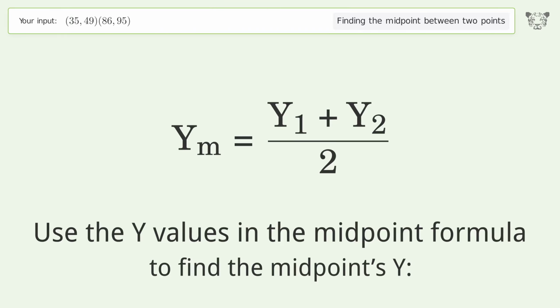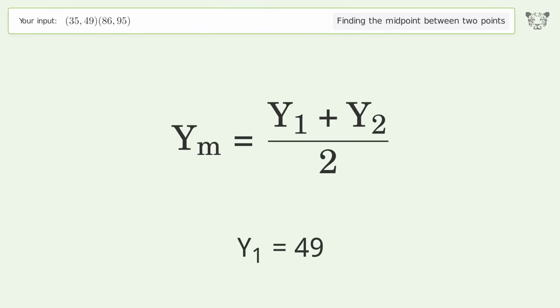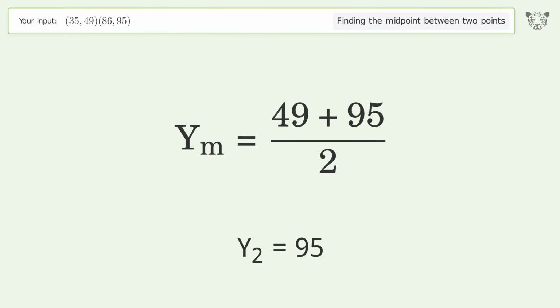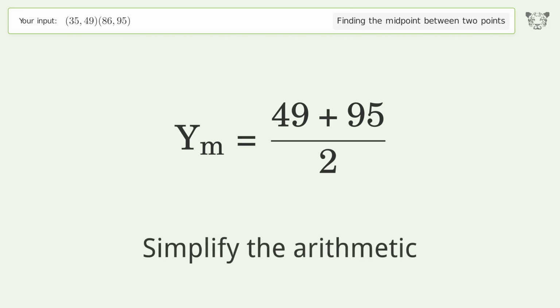Use the y values in the midpoint formula to find the midpoints y. y1 equals 49. y2 equals 95. Simplify the arithmetic.